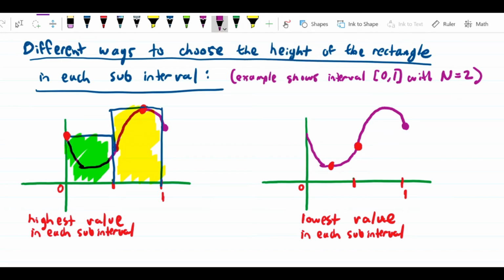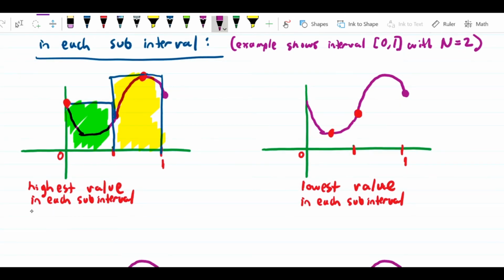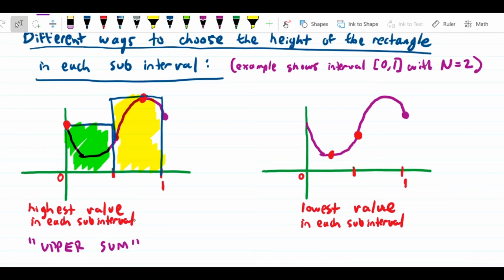This, by the way, is called the upper sum. In other words, when I choose the rectangles to correspond to the highest point in each subinterval, this is called an upper sum. Okay, so the next paradigm is, also just notice that sometimes these rectangles really don't match the curve very well. That's okay. That's something we can always take care of just by drawing more rectangles.